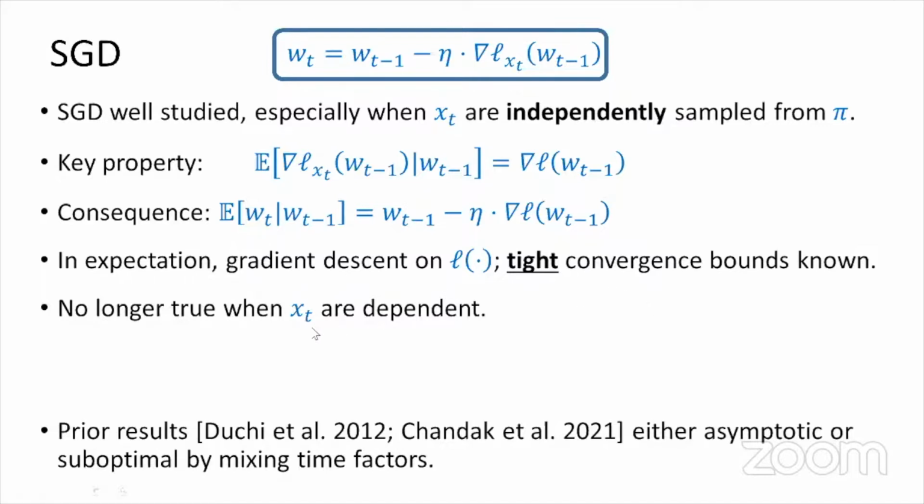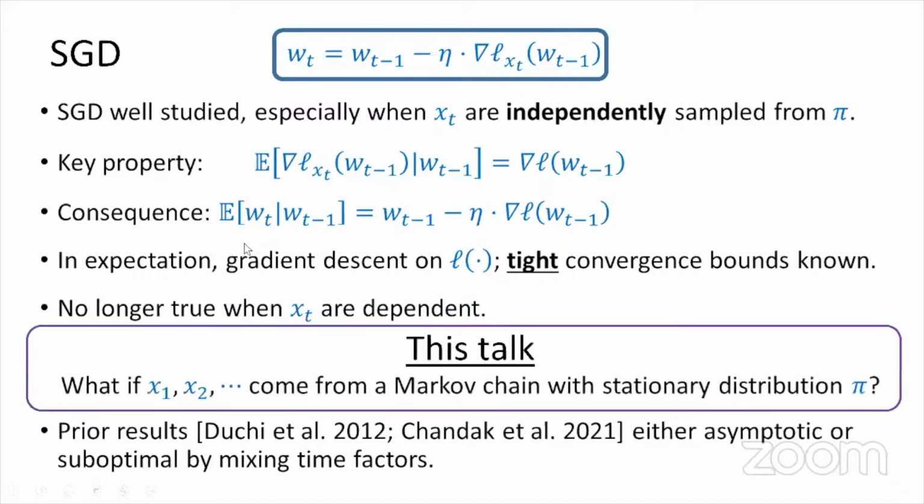However, when the xt are dependent, meaning that the samples xt are not independently drawn from the distribution pi, for example because they are evolving as a Markov chain, this is no longer true. In particular, in this talk we want to understand what happens if x1, x2, and all these samples are coming from a Markov chain with some stationary distribution pi, but they're not independent samples.